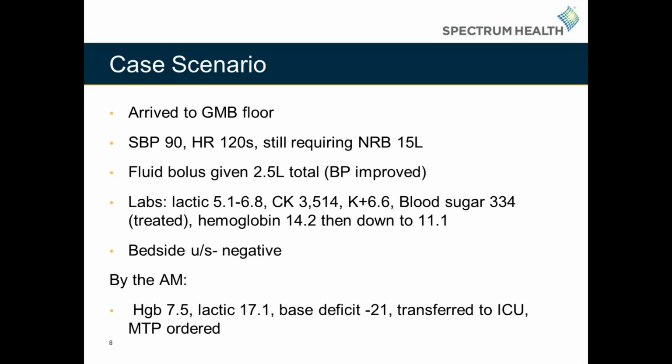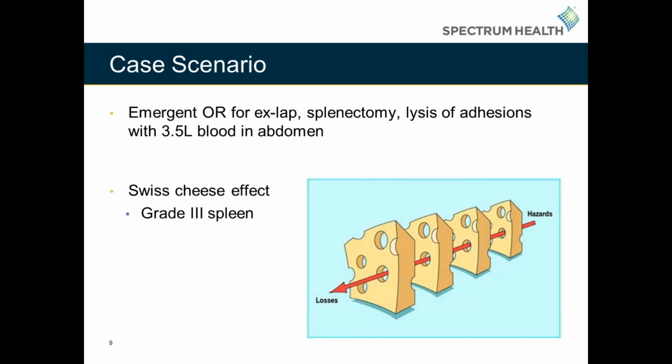So as you can see, this patient is pretty sick. They quickly transferred him to the ICU to resuscitate him and started the mass transfusion protocol, where he got several units of blood. I didn't write down here how many units he had, but I know he had several to resuscitate him. And then they emergently brought him to the OR for an XLAP, splenectomy, lysis of adhesions.